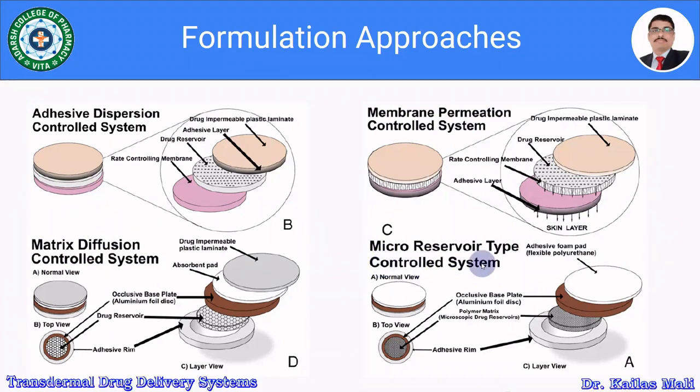Already you are aware about the terms like matrix and the reservoir. So here we are not going to repeat the discussion on what is meant by the matrix and what is meant by the reservoir, isn't it? And what is meant by the membrane permeation. So there are a total of 4 approaches by which it is possible to get the transdermal patch.